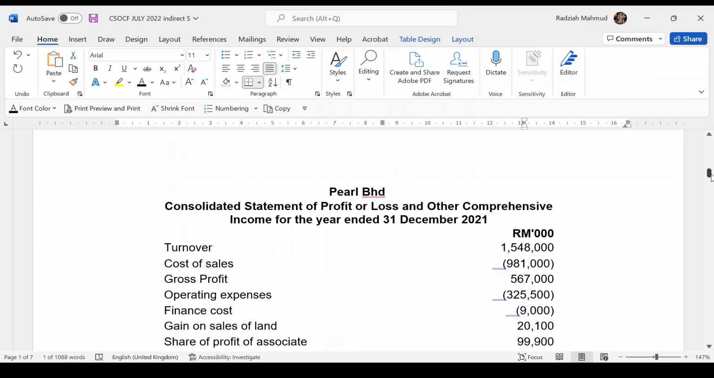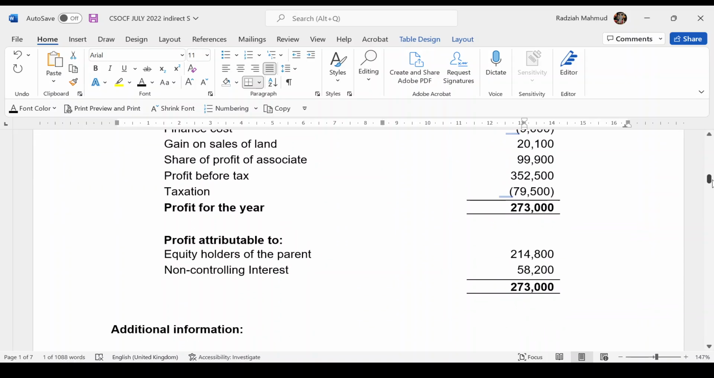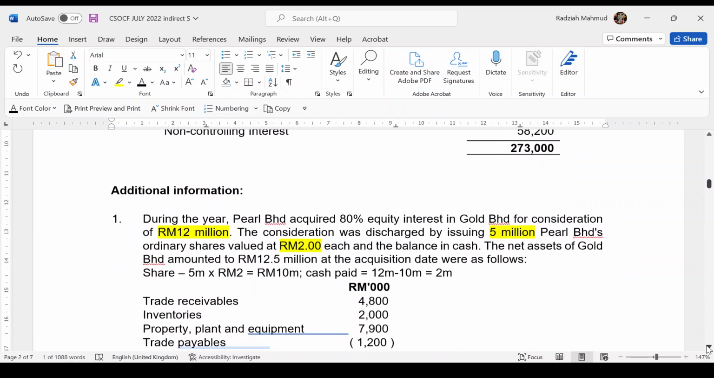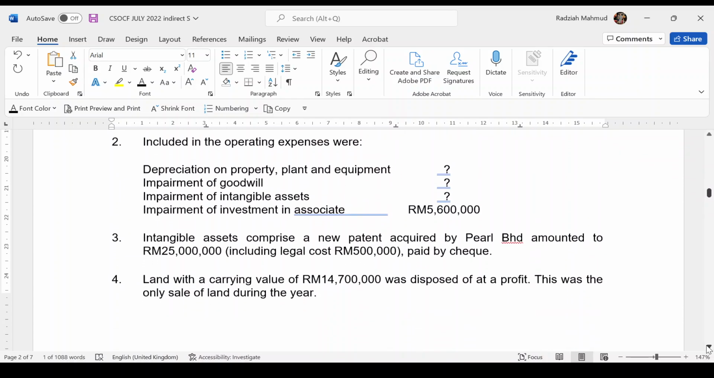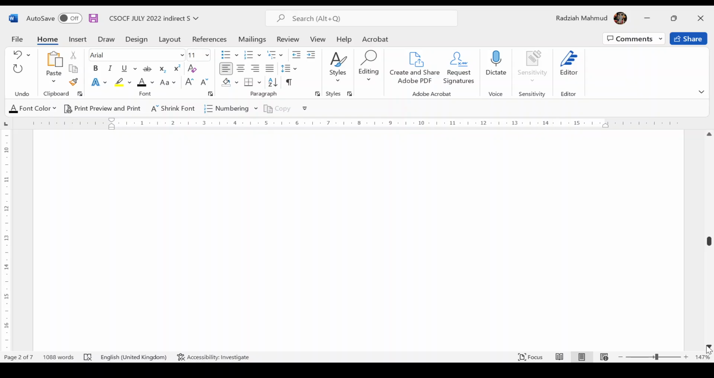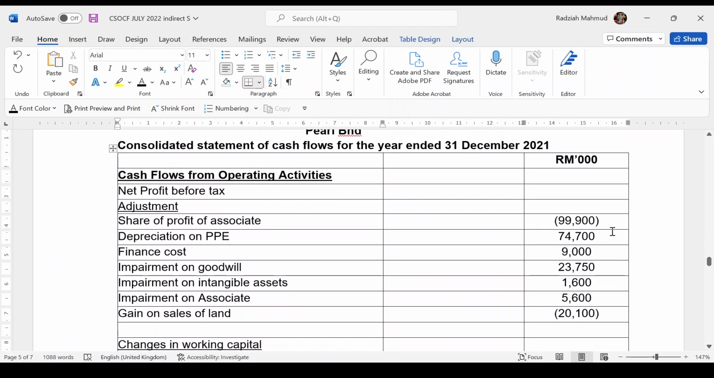Is there anything that we have not taken into account? Okay, we haven't considered this one. Yeah, so this is profit before tax. So this is the first figure in our consolidated SOPL. Okay, so we put it here.